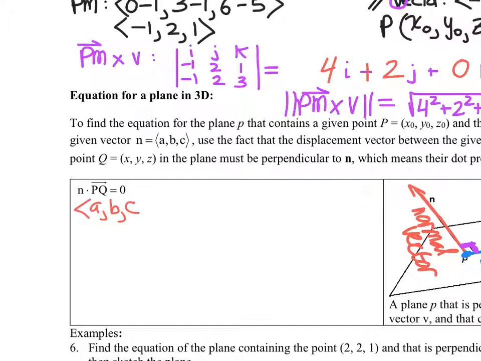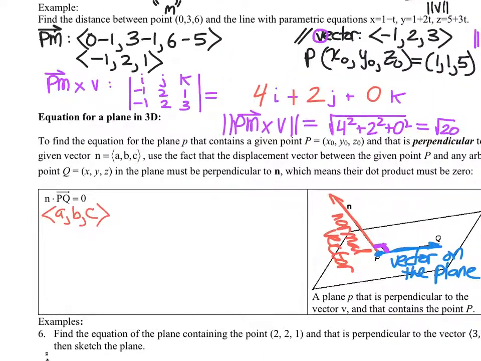PQ is the displacement vector between x sub o, y sub o, z sub o, and x, y, z. So that's going to just be x minus x sub o, y minus y sub o, z minus z sub o. That result needs to be equal to 0. That is the definition of a plane.